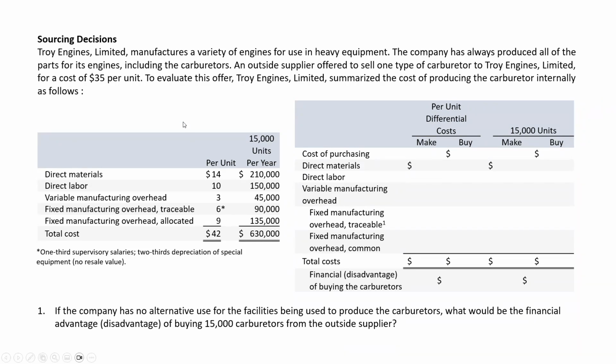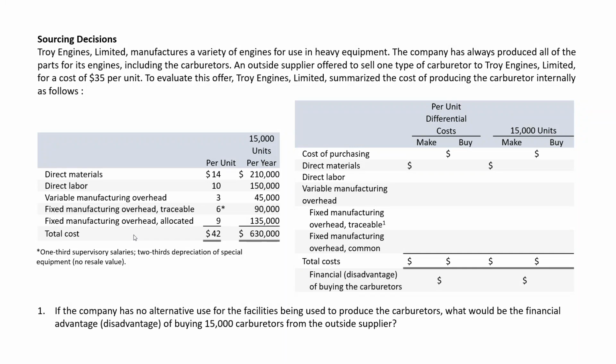An outside supplier, however, is offered to sell the carburetor instead of Troy having to manufacture it for $35 per unit. Well, on the surface, it seems like, yeah, we would want to jump on that purchase because if they're going to only charge $35, and knowing nothing else, assuming quality is the same in those types of things, and it costs us $42 to manufacture, it seems like an obvious decision. The problem is there may be some costs that we include within this $42 that really aren't going to disappear if we no longer manufacture the carburetor.